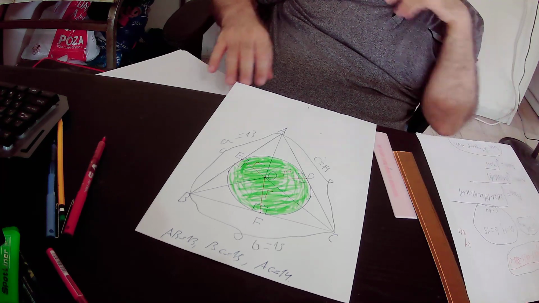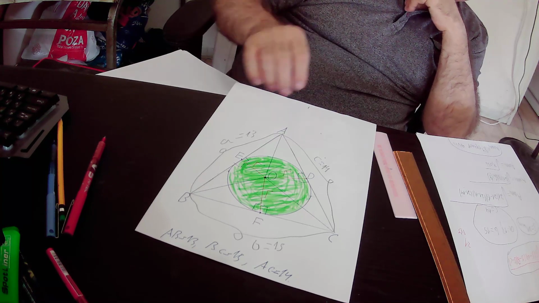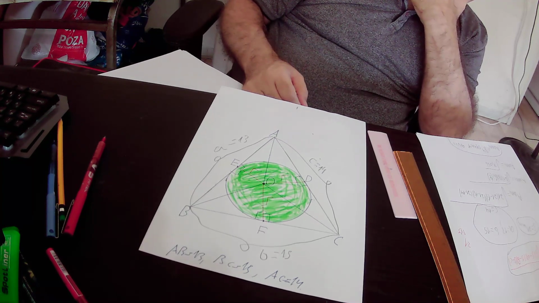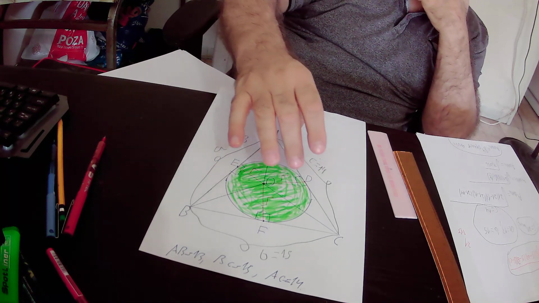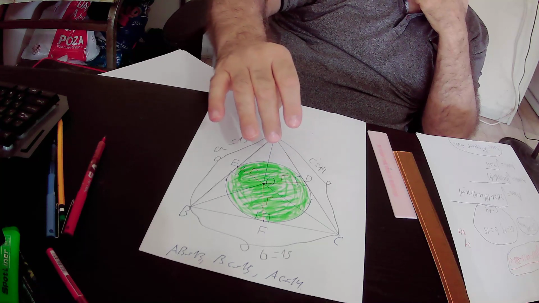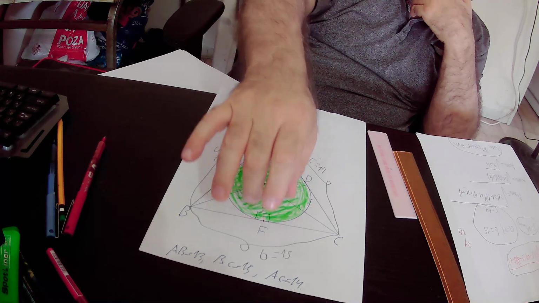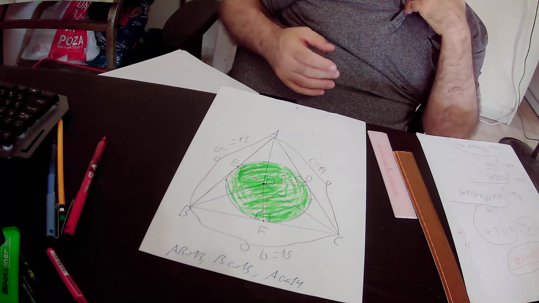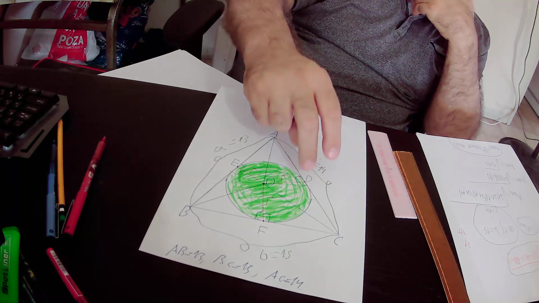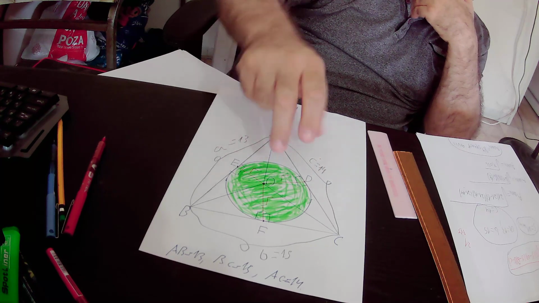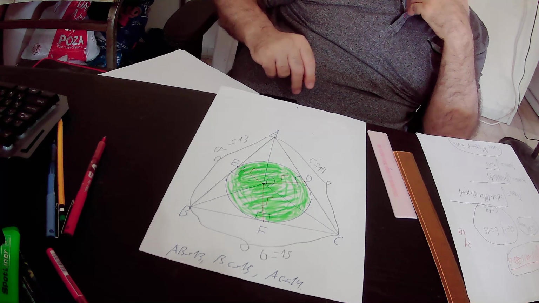Then, in order to find the radius of the green circle, we divided triangle ABC into 3 small triangles: triangle AOB, triangle AOC, and triangle BOC. We created the equality that states that the sum of the areas of those 3 small triangles equals the area of the big triangle, triangle ABC.